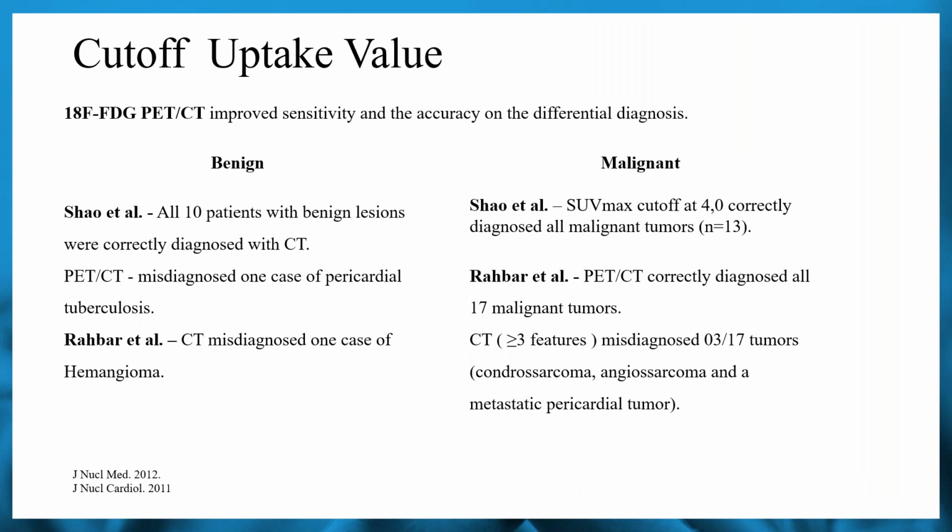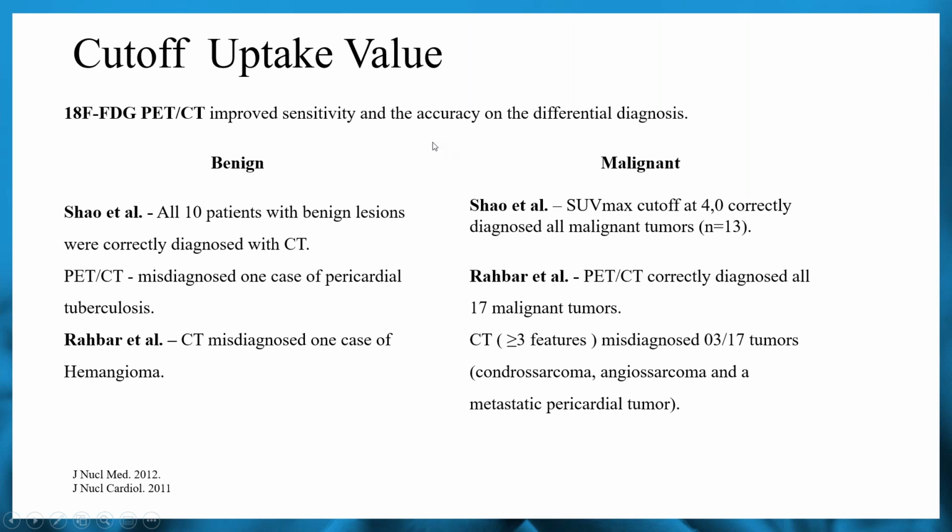Summarizing, the FDG PET-CT improved the sensitivity and the accuracy of the differential diagnosis. Among the benign tumors, in the Shao study, all 10 patients with benign lesions were correctly diagnosed with the CT, while the PET-CT misdiagnosed one case of pericardial tuberculosis. While in the RABAR study, the CT misdiagnosed one case of hemangioma, which later was correctly identified by the PET-CT, as I showed you in the example.